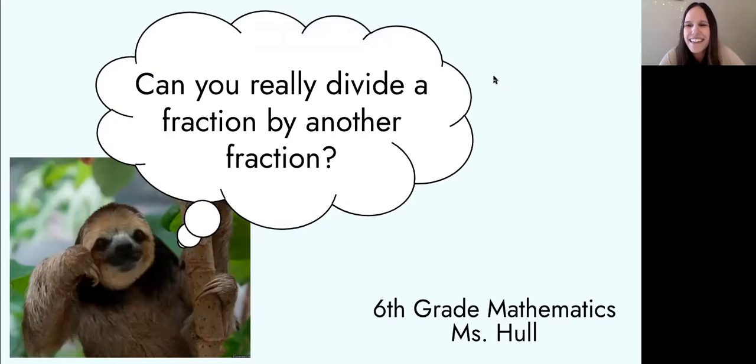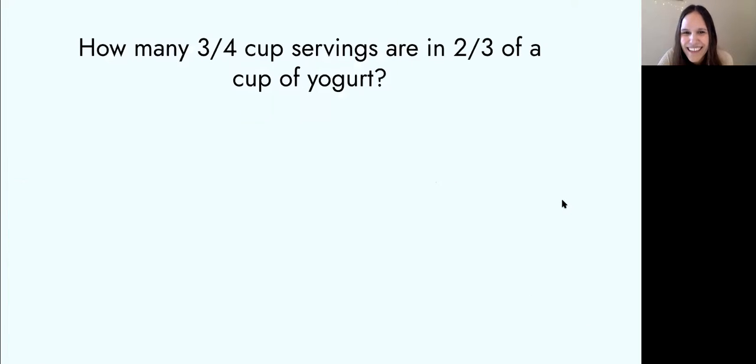Okay, good morning, everybody. Today we are going to be doing a lesson on dividing fractions by fractions. And I love sloths, so I have employed some sloths to help us with this question. Can you really divide a fraction by another fraction? It does seem like a tricky thing to do. I promise, though, that there is a pretty easy step-by-step process we can follow to, in fact, divide one fraction by another fraction. So I think something that can be helpful with these tricky to grasp concepts is putting them in the context of a real-world example.